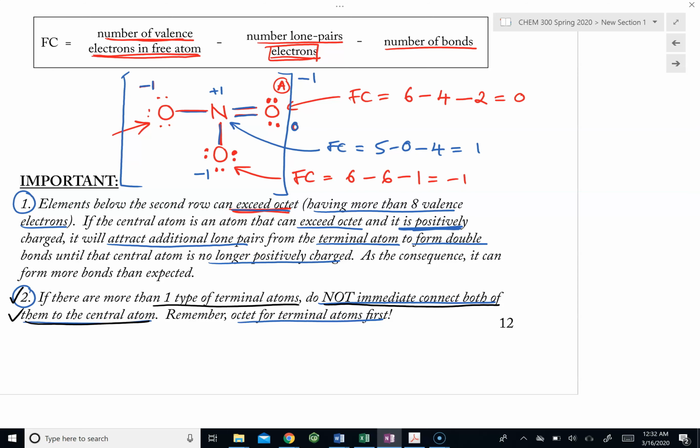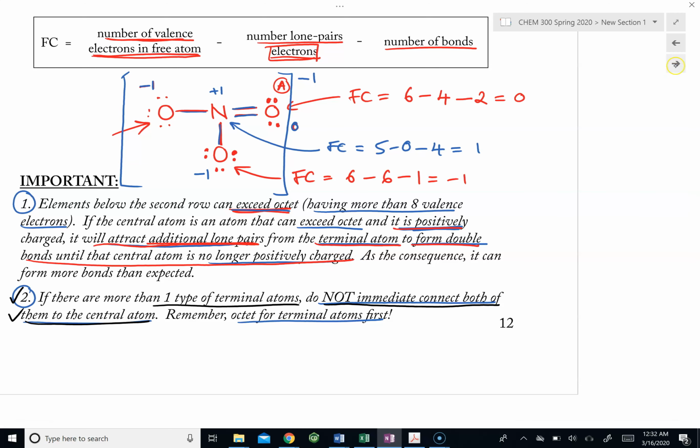Just because an element can exceed octet does not mean that it will, until it has a positive formal charge on it. And here in this case, we see our sulfur is positive 2. So that meets the requirement to exceed octet. So what will happen then? We will see that the central atom will attract additional lone pairs from the terminal atoms to form double bonds to it until it is no longer positively charged.